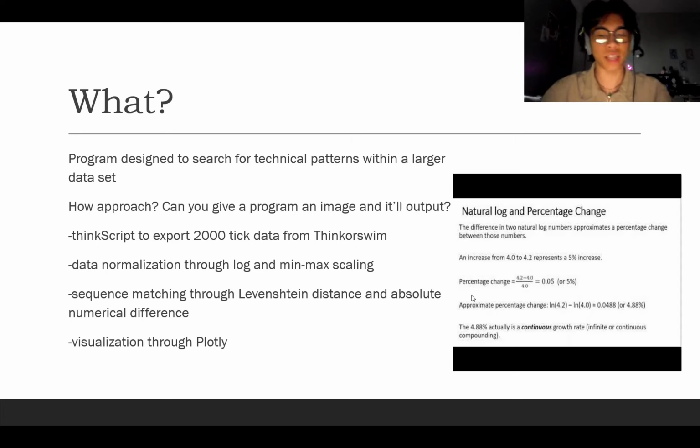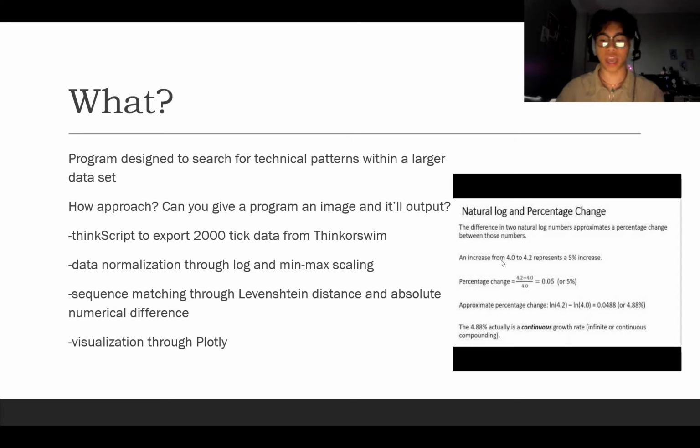So let me walk through the steps that Chart Mapper takes to execute this. First, you need to get the data. So I wrote a thinkScript which allows me to export tick data and candlestick data from Thinkorswim. And once you have the data, you need to format it. That's where data normalization comes in, and I use log scaling and min-max scaling. In this picture right here, it shows you why we use log scaling. First of all, obviously you can't use numerical change.